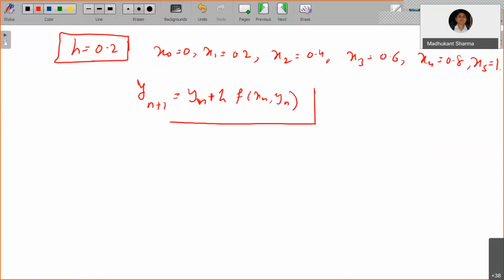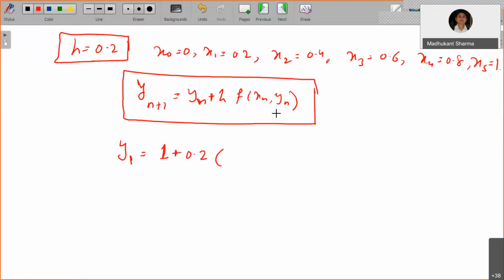Okay, and I'm feeding n equals 0. So y1 is equal to y0. What is y0? It is 1 plus 0.2 times f of x0 comma y0. So x0 is 0, so that's 1. So that's going to be 1.2.